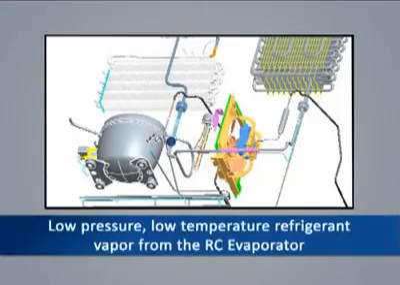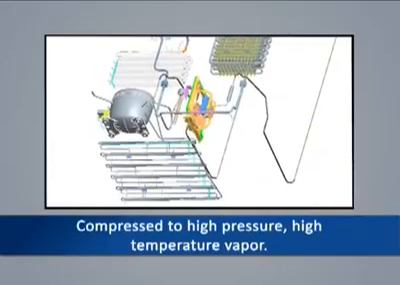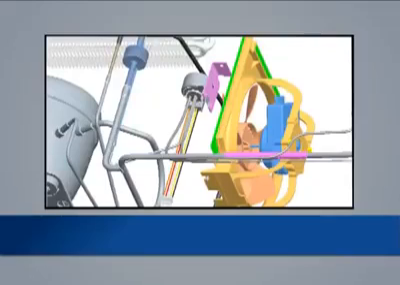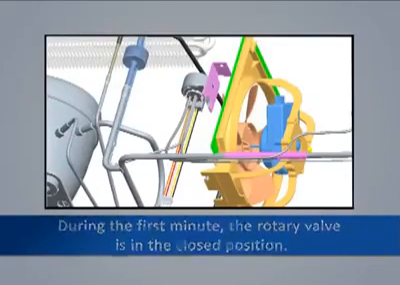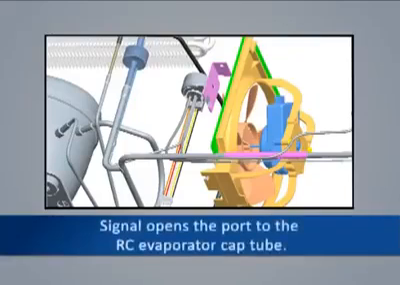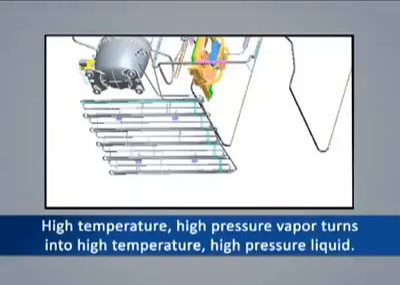The compressor pulls low pressure, low temperature refrigerant vapor through the suction line from the RC evaporator. The vapor is compressed to a high pressure, high temperature vapor and exits the compressor through the discharge line to the condenser. During the first minute of compressor operation, the rotary valve is in the closed position. One minute later, the control board sends a signal to the rotary valve, which opens the port to the RC evaporator cap tube. The high temperature, high pressure vapor flowing through the condenser begins to give off heat and changes state to a high temperature, high pressure liquid.